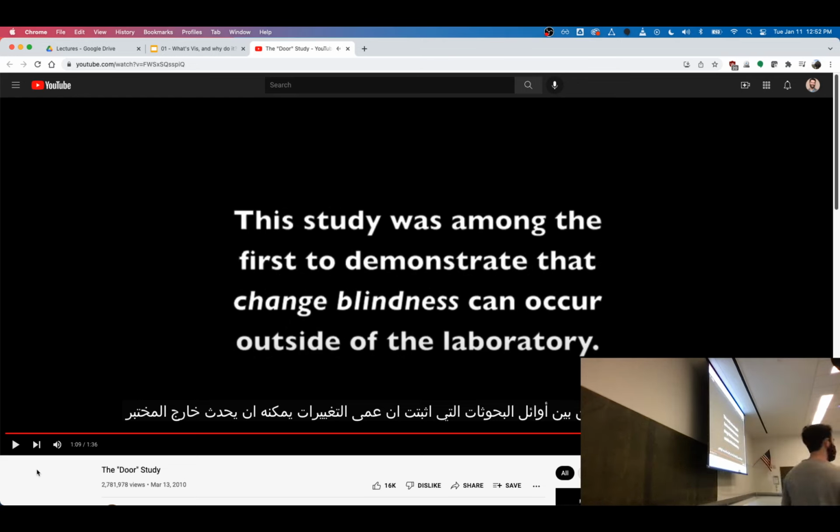Okay. I have no idea why those subtitles are there. That's Arabic, right? Okay. Yeah, so change blindness. That previous slide had that image, the amount of information that our visual system, it's a really high bandwidth channel. We're only aware of very small parts of it. So that's an illustration of change blindness.